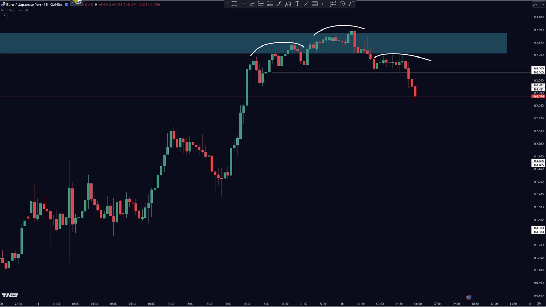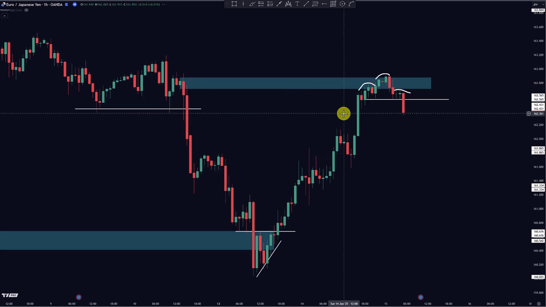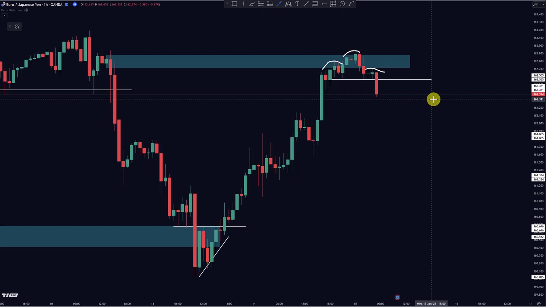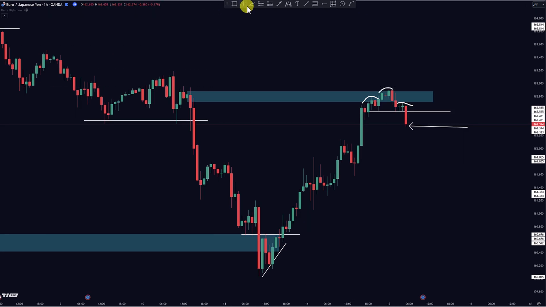So depending on how you draw it, you now have an entry candle. Again, we want to really wait for those tipping point candles where the market is showing momentum into the direction that you want to trade. We have our supply zone here.